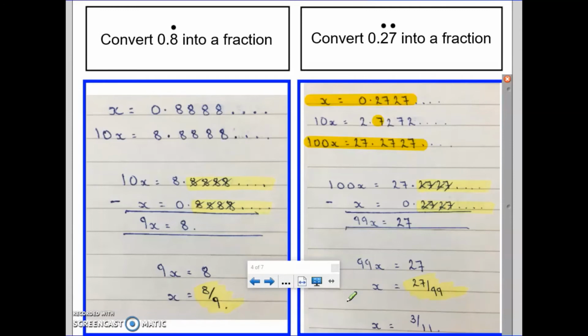So again, the process is important. When we look at the exam questions in a few slides' time, you'll see that the examiner will always ask you to show your full working in order of how you got your fraction by applying algebra. Very well done if you got these two questions correct.